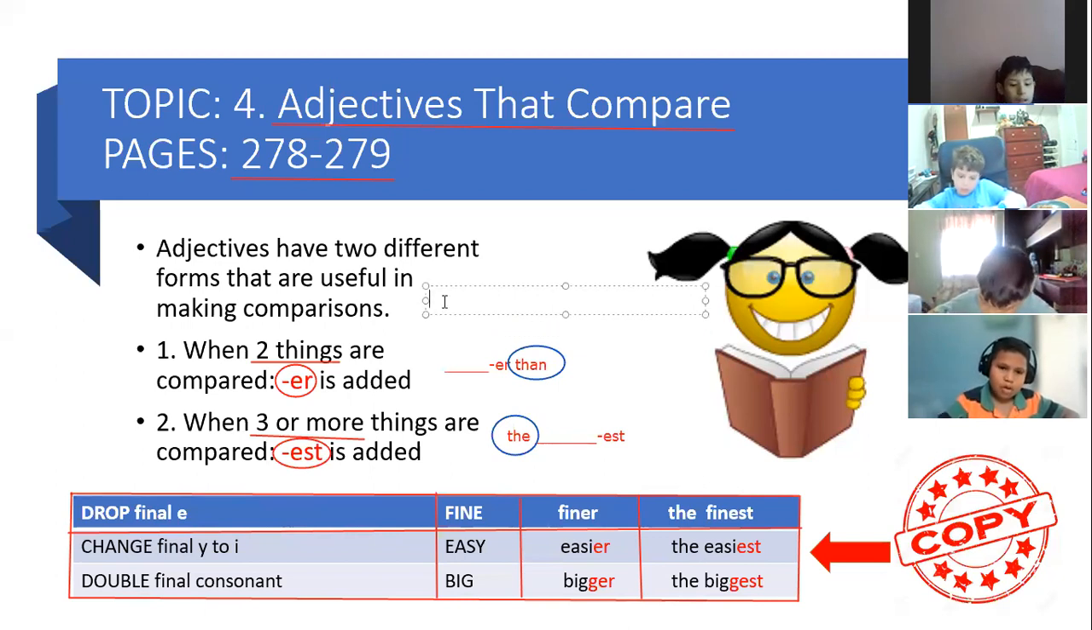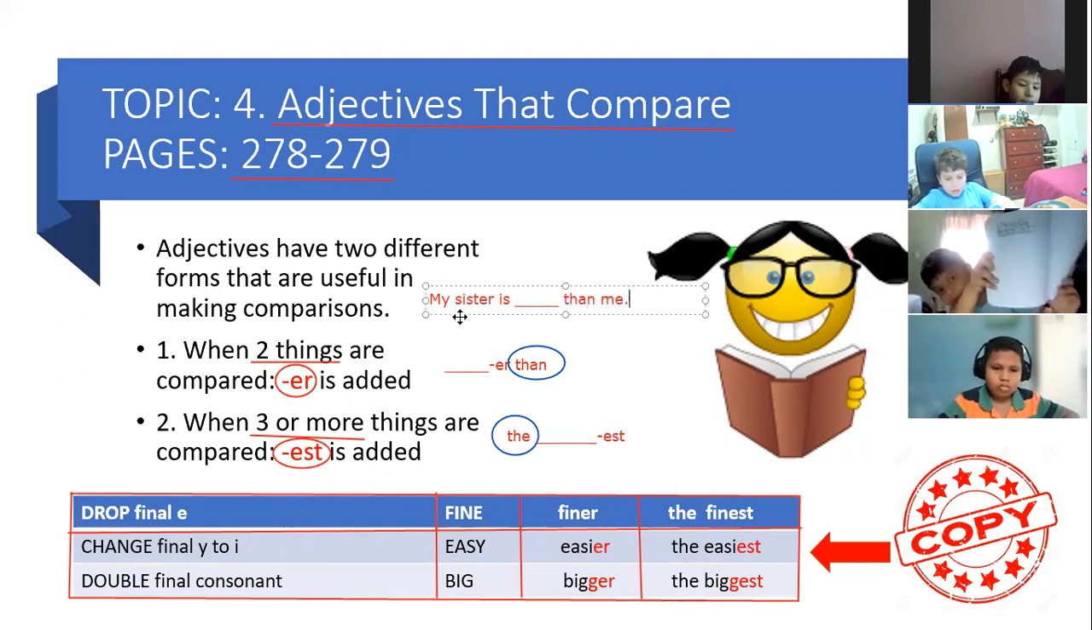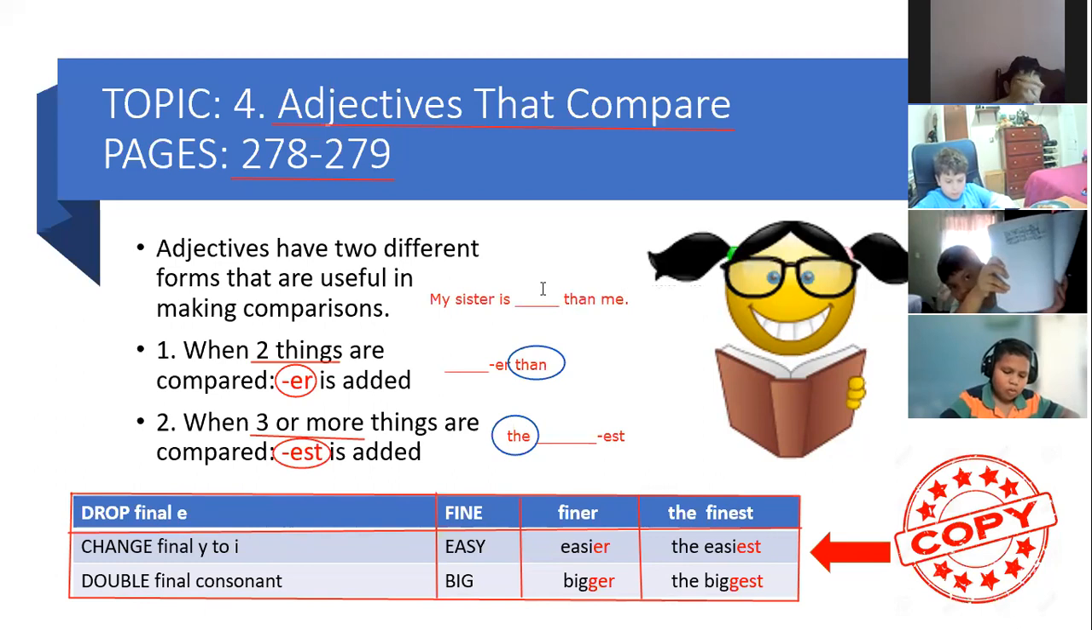If the sentence says, my sister is blank than me, so what kind of adjective do I have to write here? My sister is smarter. Smarter than me. My sister is bigger than me. So I need an ER because I have than.